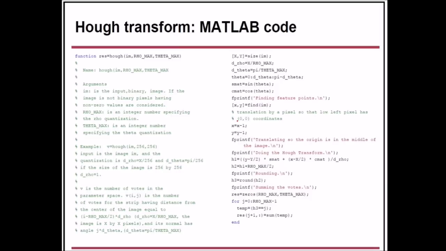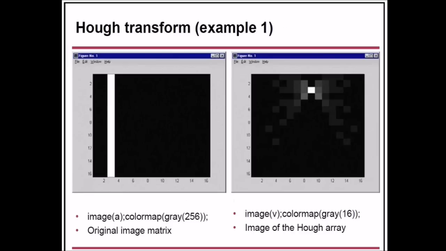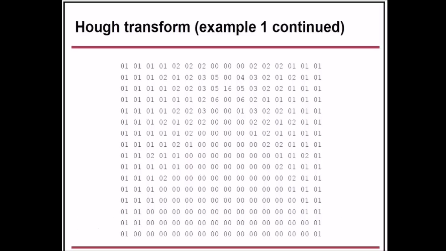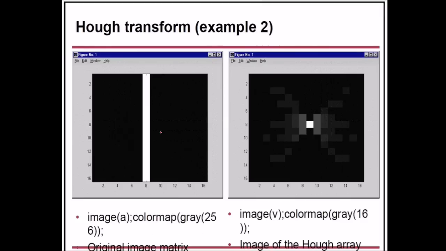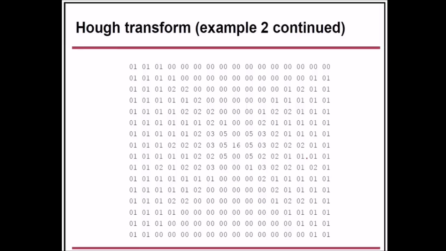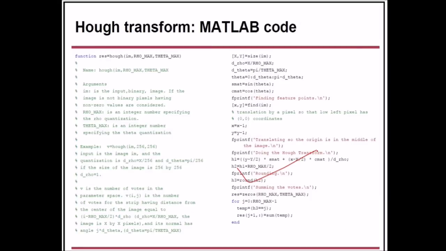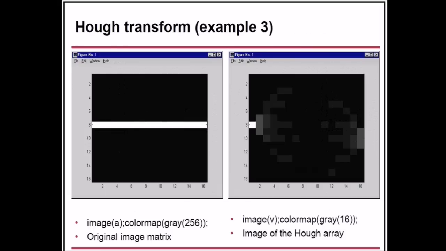You can pause and try to implement it. Now this is an image A, with a colormap of 256. This is the original image matrix. Now this is the image of the Hough array, which has been formed. This is the Hough transform. Again, this is the original image matrix and the image of the Hough array, the transform, which comes from the code I presented. So these are the results.